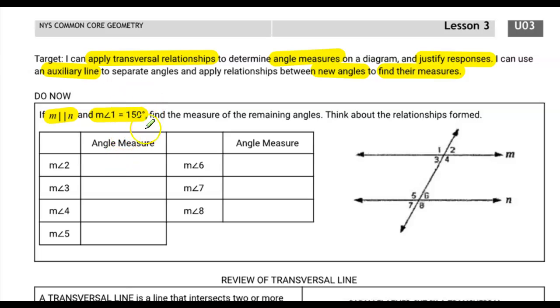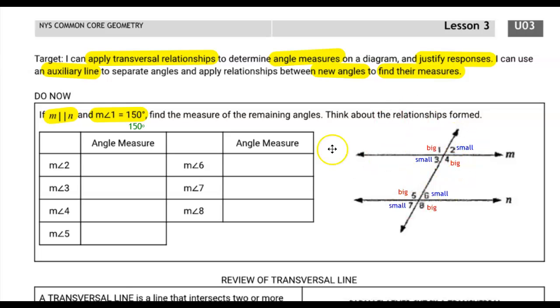Well, luckily for us, once we have that 150, we can find all of the other angles in this entire figure because we have two parallel lines that are cut by a transversal. We can find the measure of the remaining angles by using any of the methods that I've discussed previously. Pause the video, try to find all of these angles, and then come back to see if we got them right.